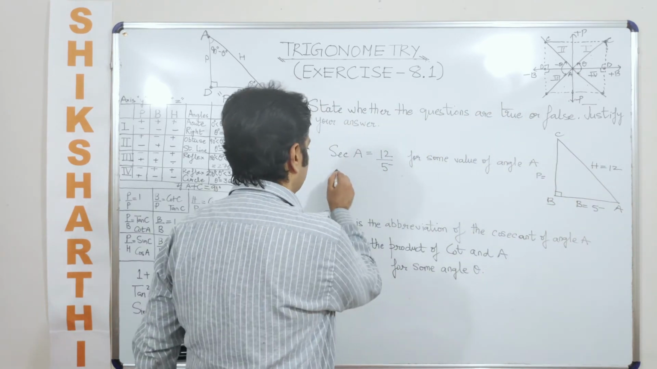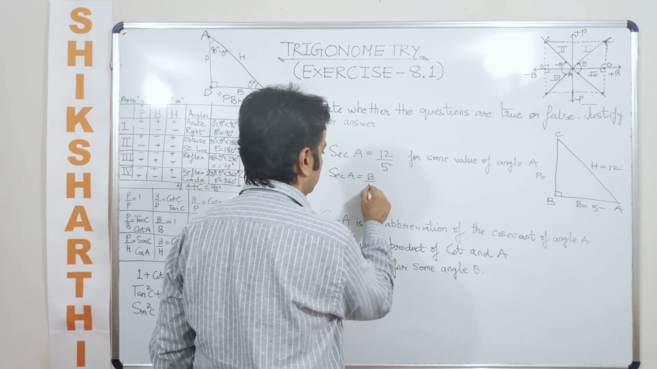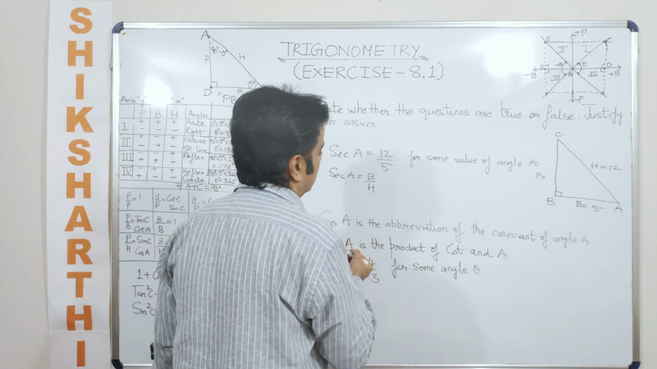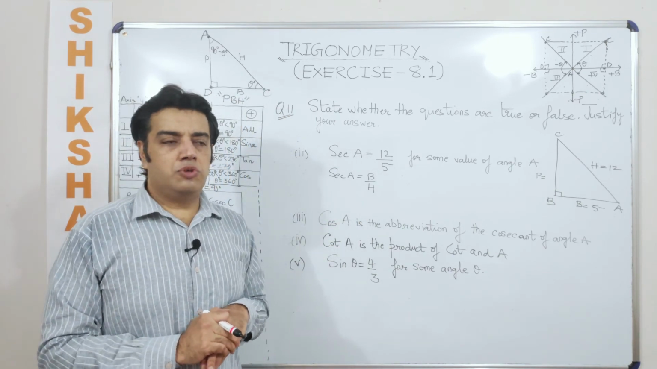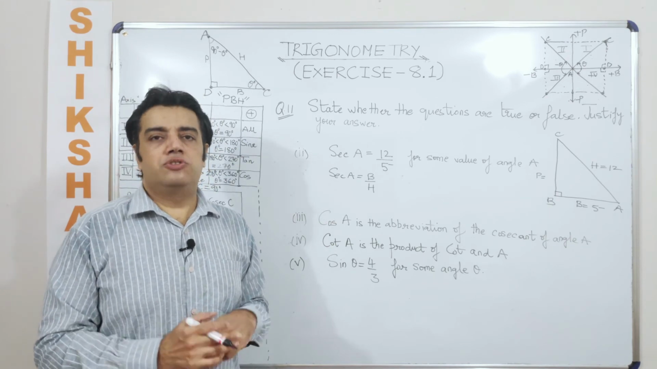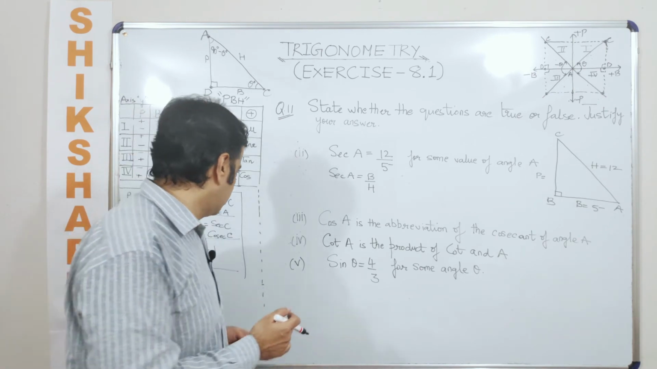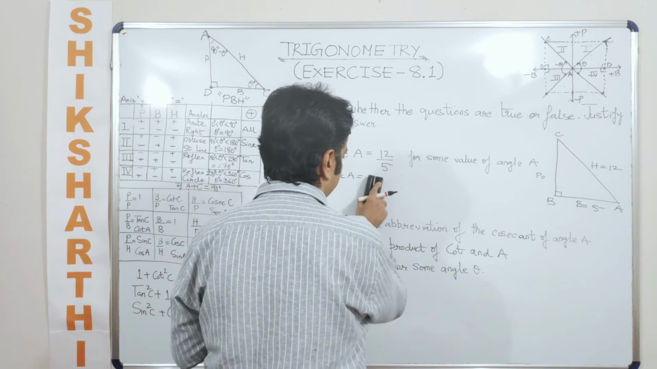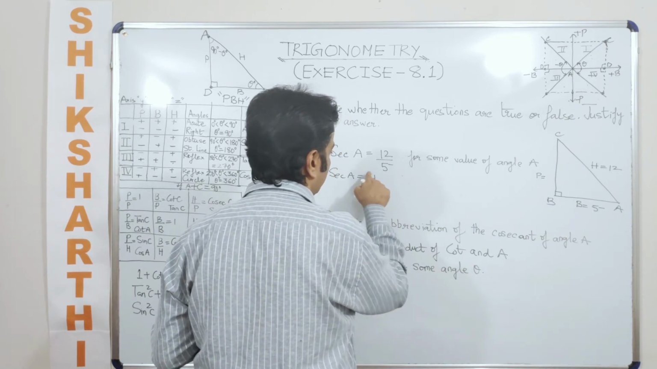So what I am saying here is, let's say sec A we know is base upon hypotenuse, right? Is this correct when we say this? Because if sec A is equal to base upon hypotenuse, then what is the value of cos? So cos theta is base upon hypotenuse and sec is the reciprocal of that. So in that case, the value of sec A becomes hypotenuse upon base. So which is why we have taken the value of hypotenuse.